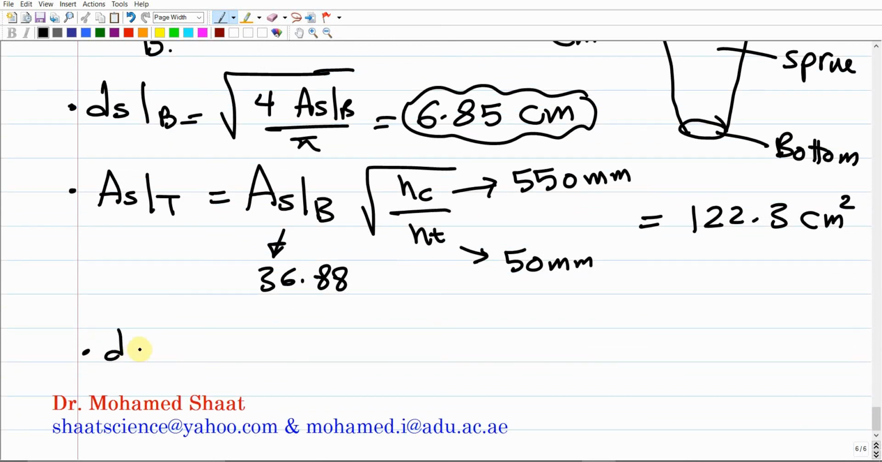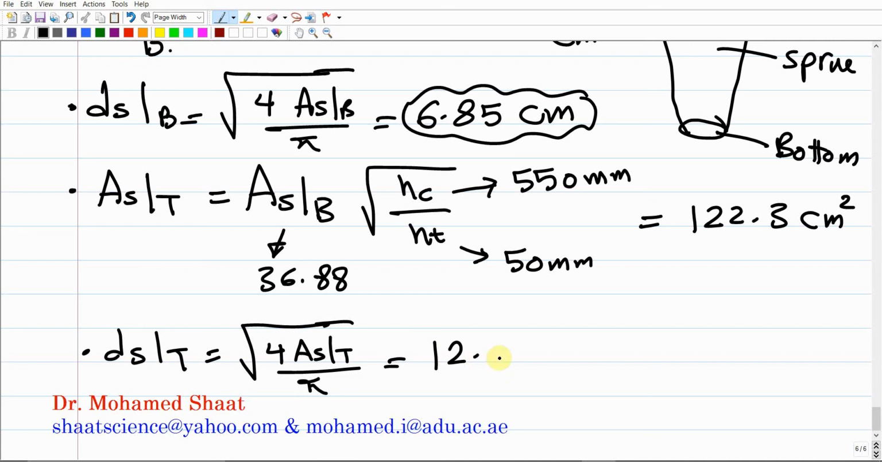Then we can calculate the diameter of the down sprue from the top, which is the square root of 4 times the area of the down sprue from the top over pi. If we did the calculations, this gives us 12.5 centimeters. It means that the diameter of the down sprue from the top should be around 12.5 centimeters, and from the bottom around 6.85 millimeters. Make sense?